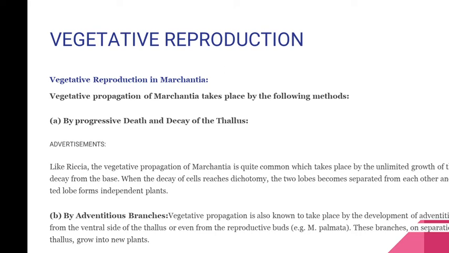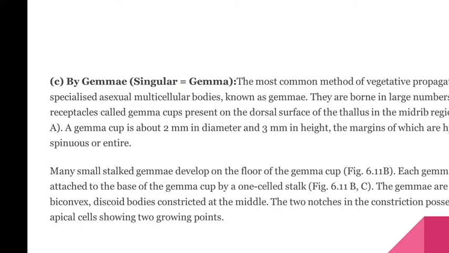The second method is adventitious branches. These branches develop on the ventral side of the thallus. They look like reproductive buds. They detach from the parent plant and grow into a new plant. The third method is very important and common in Marchantia, that is vegetative propagation by gemmae.